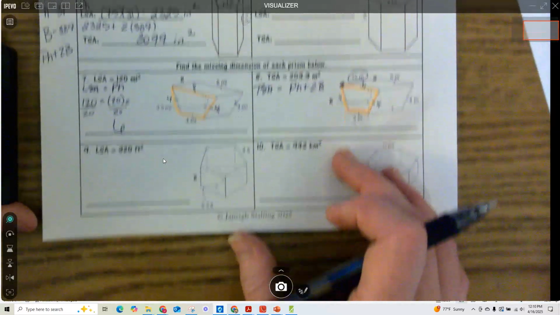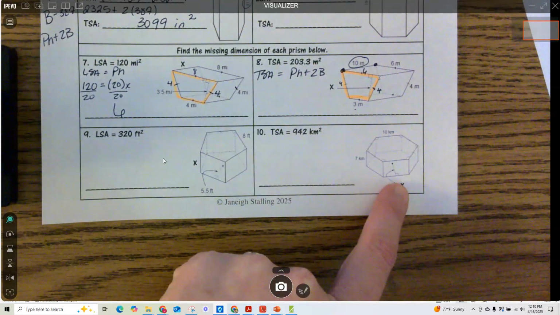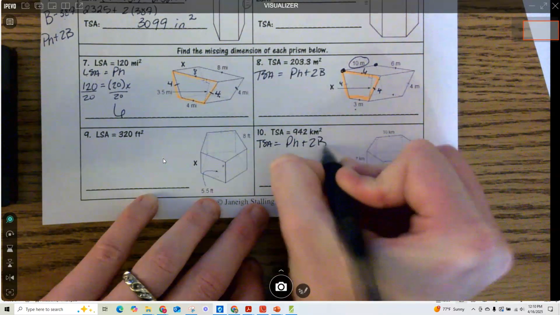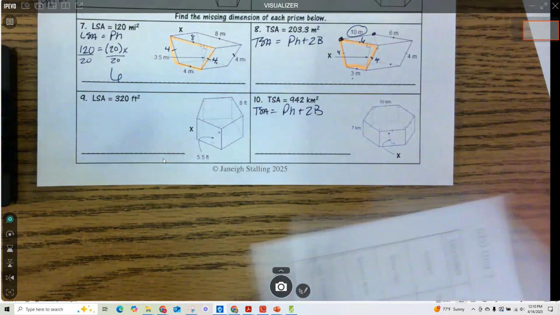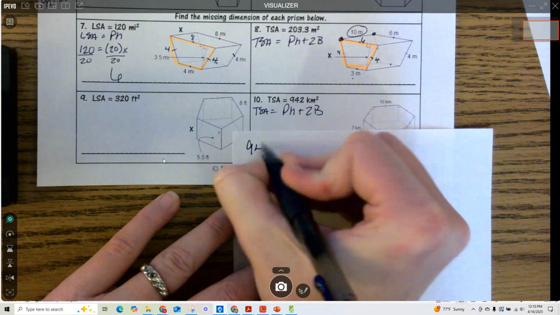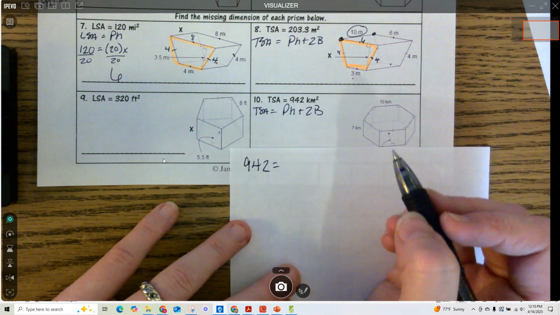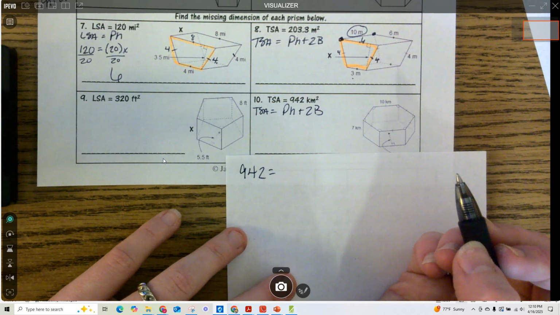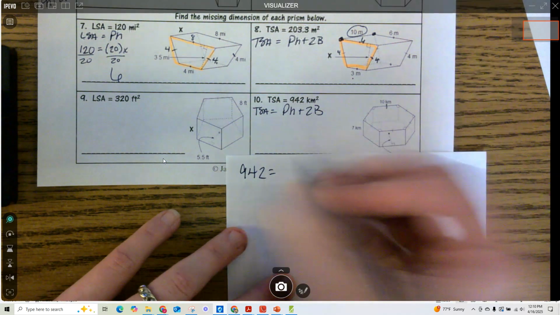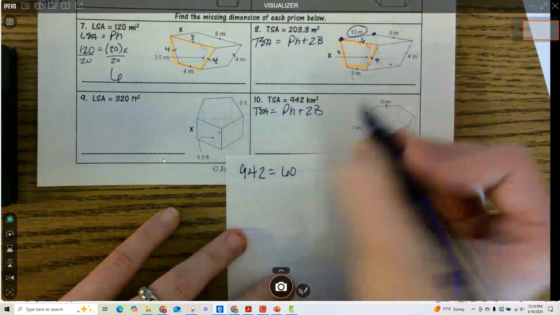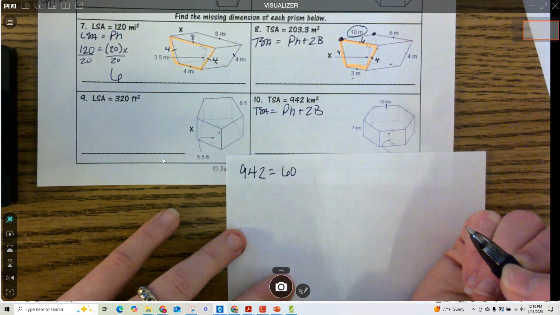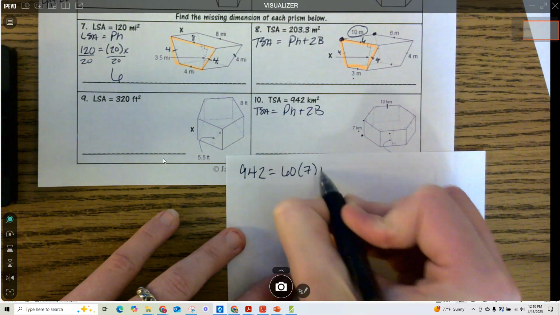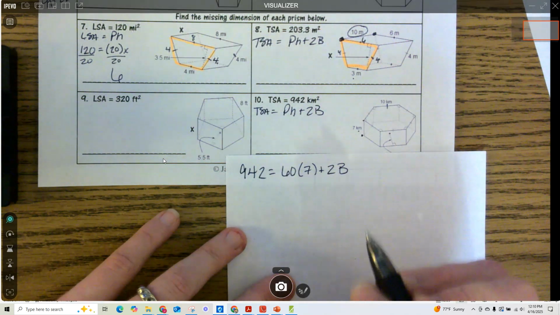This one we're looking for the apothem. So total surface area, pH plus 2 big B. All right, so we know the total surface area. Can we find the perimeter of the base? Yeah, one side is 10. We've got 6 sides, so perimeter is 60. Can we find the height of the figure? What is it? 7. So from base to base. So that means what we can't find is big B.